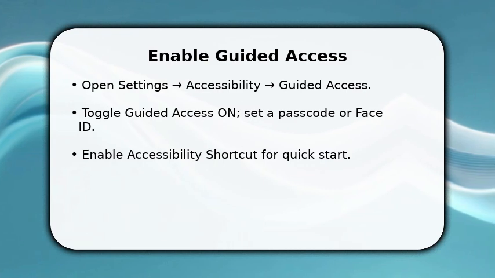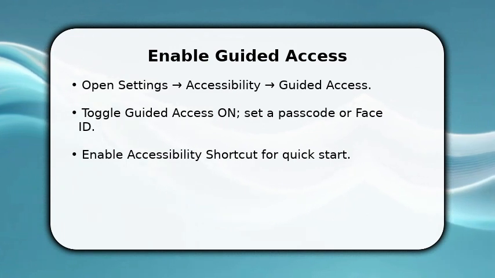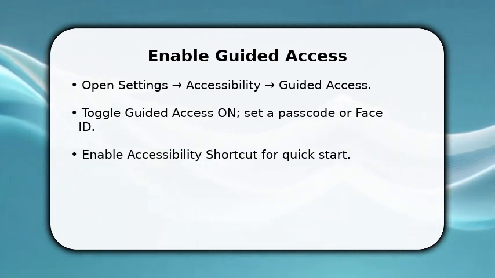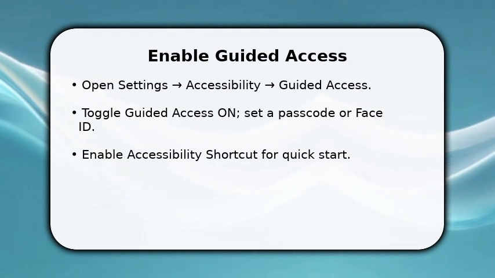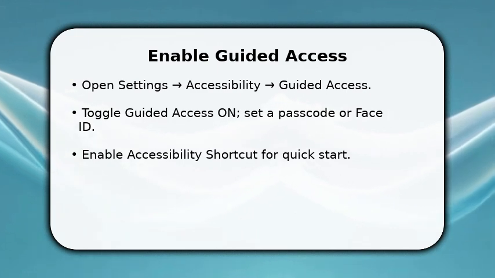Make sure to add Guided Access to the Accessibility Shortcut so you can activate it from the lock screen or side button. This saves time when you need it fast. Doing this first avoids interruptions and ensures control over which features are available in the app.